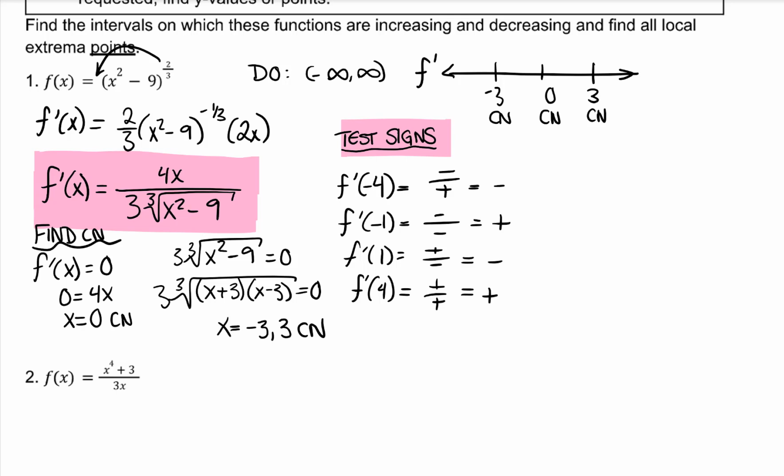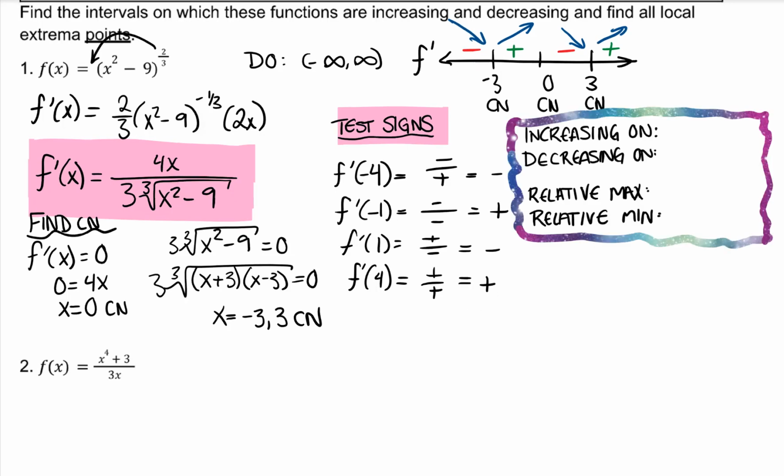From negative infinity to negative 3, f prime is negative, which means f is decreasing. From negative 3 to 0, f prime is positive, which means f is increasing on this interval. From 0 to 3, f prime is negative, which means f is decreasing on this interval. From 3 to infinity, f prime is positive, which means f is increasing on the interval 3 to infinity. We're increasing from negative 3 to 0 and 3 to infinity. We're decreasing on negative infinity to negative 3 and 0 to 3.